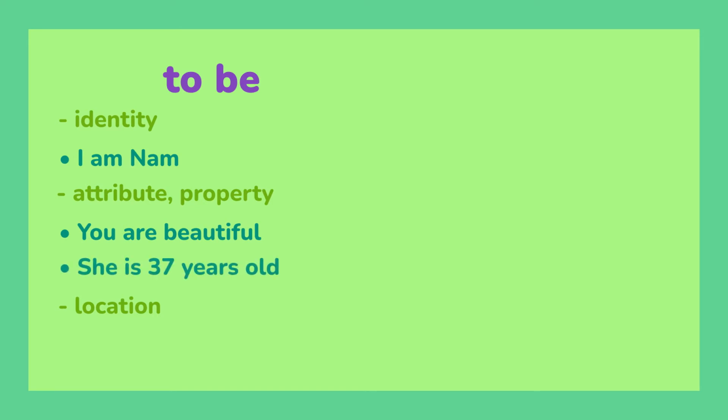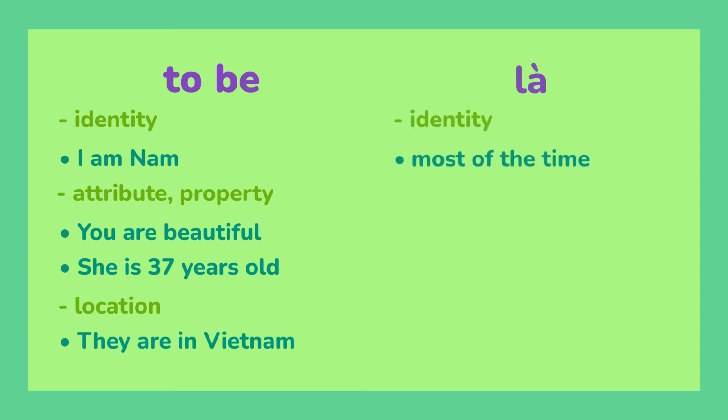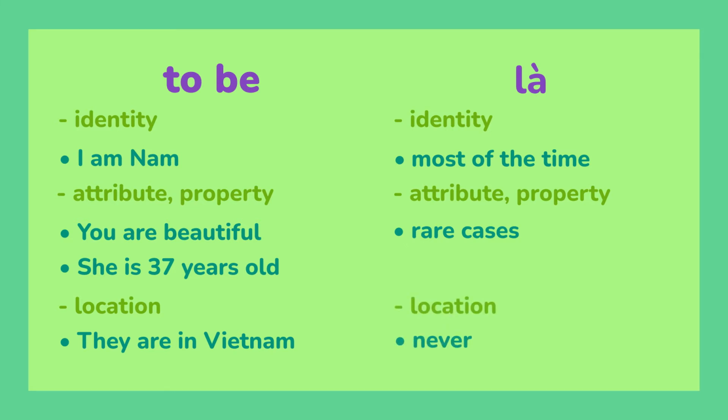Okay, let's go. So, in English, we can use the verb to be to talk about identities, attributes, properties, locations of something or someone. For example, I am Nam. You are beautiful. She is 37 years old. They are in Vietnam. In Vietnamese, the verb là is used to talk about identities. In some rare cases, it's also used to talk about properties, but it's never used to talk about locations. Now we're going to delve into each type of sentence with these words.